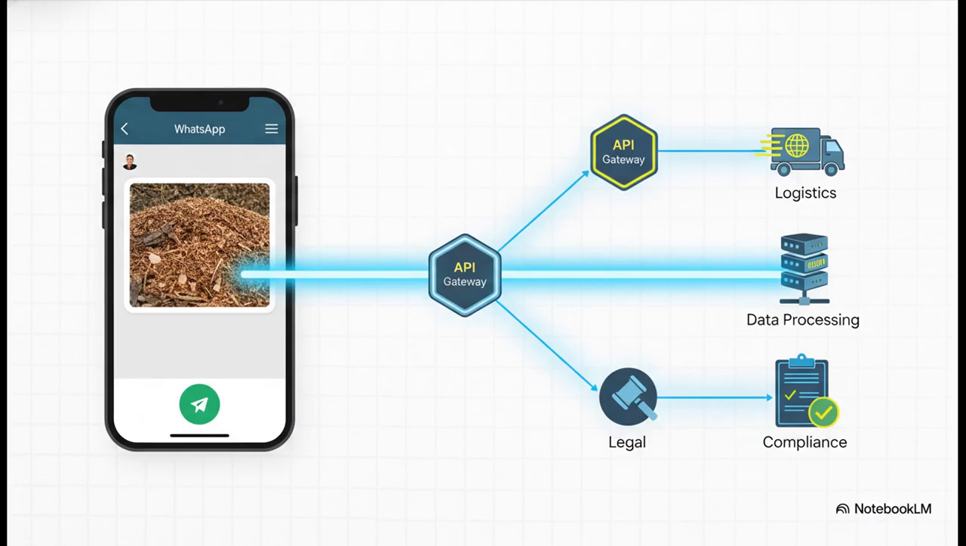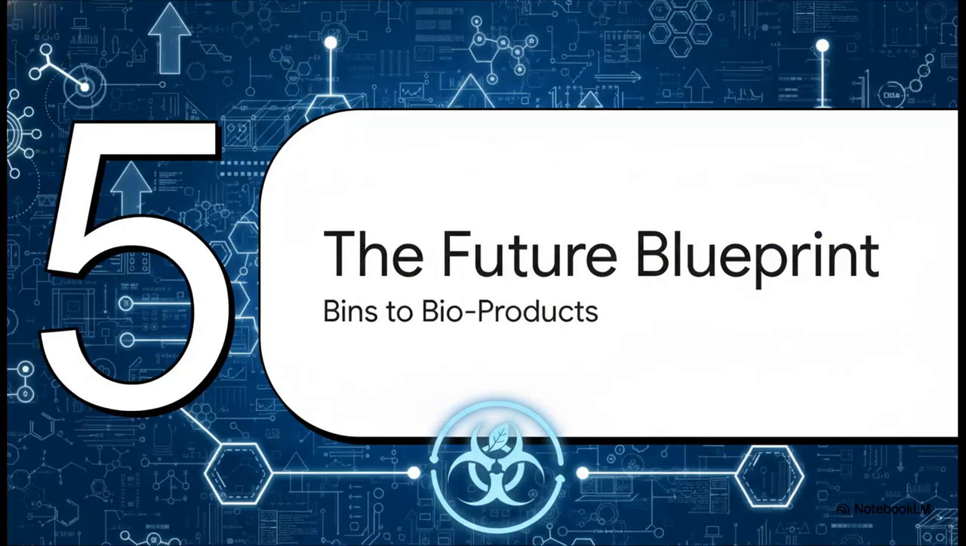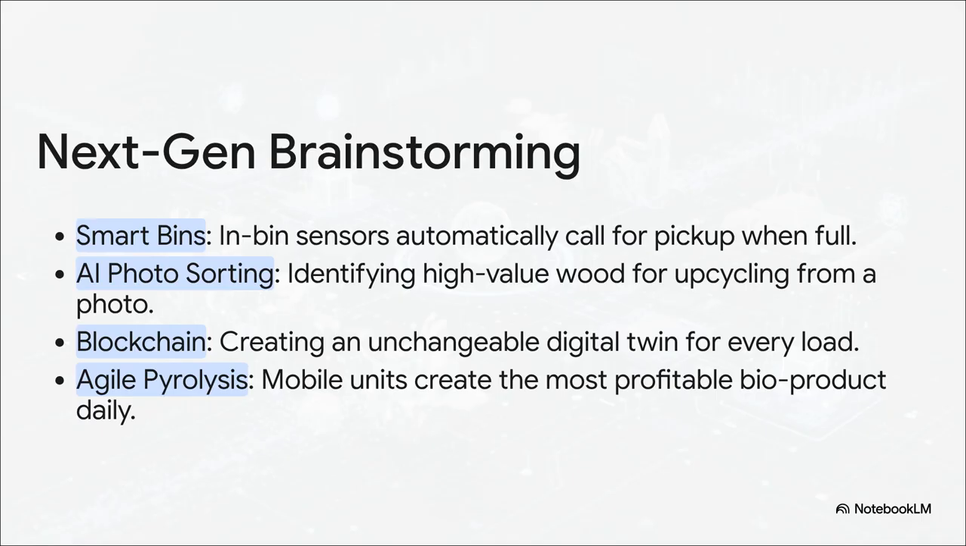And what's just wild is that this entire complex industrial workflow can be kicked off with something you use every day, a simple photo sent over WhatsApp. So where does it go from here? Well, the whole system is built to be a platform, a foundation for constant innovation. And the team is already dreaming up what's next. Things like smart bins with sensors that call for their own pickup when they're full, using blockchain to create a totally unchangeable digital twin and chain of custody. And even this idea of agile pyrolysis, using mobile units that check market data to cook up whatever bioproduct is the most profitable to create on any given day.